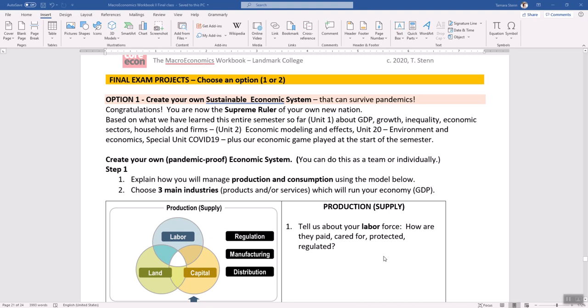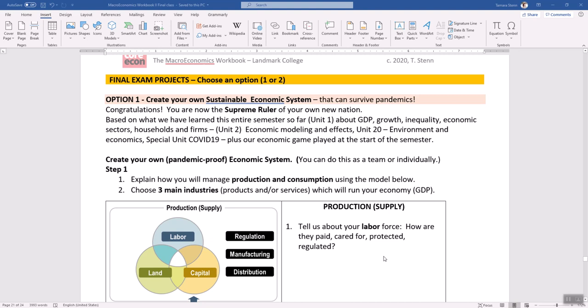and building businesses and borrowing money from banks and making payroll, and also what we've just learned about supply and demand and stimulus and government role in helping to run economies. So, taking all of that into consideration, create your own pandemic proof economic system. And you can do this individually or you can do this as a team with one other person.